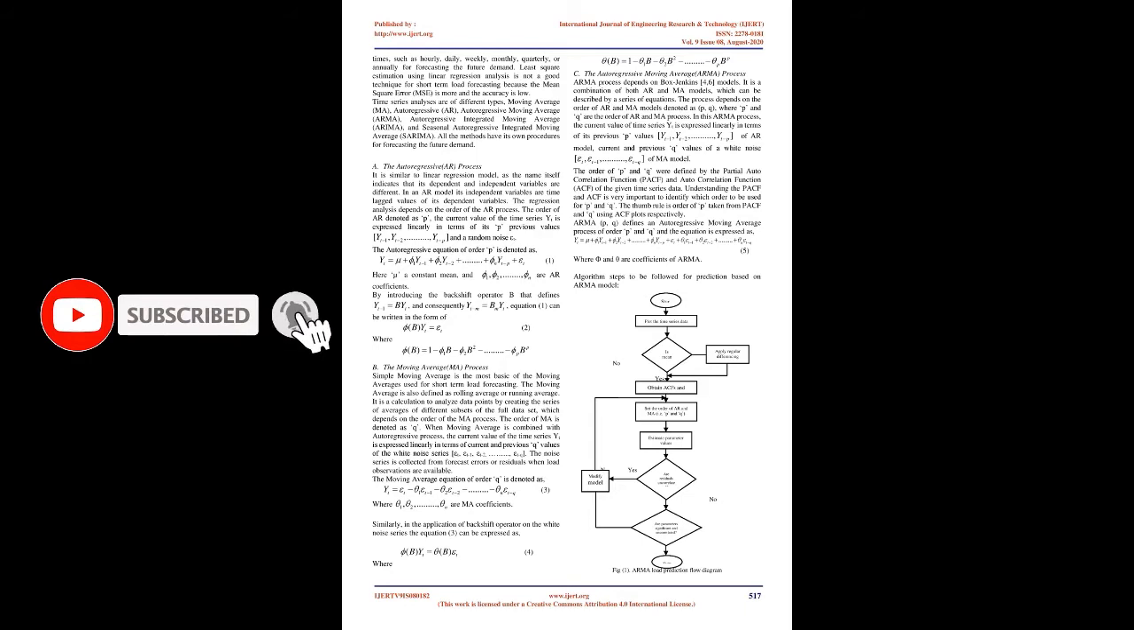Least square estimation using linear regression analysis is not a good technique for short-term load forecasting because the mean square error, MSE, is more and the accuracy is low. Time series analyses are of different types: moving average, MA; autoregressive, AR; autoregressive moving average, ARMA; autoregressive integrated moving average, ARIMA; and seasonal autoregressive integrated moving average, SARIMA. All the methods have their own procedures for forecasting the future demand.